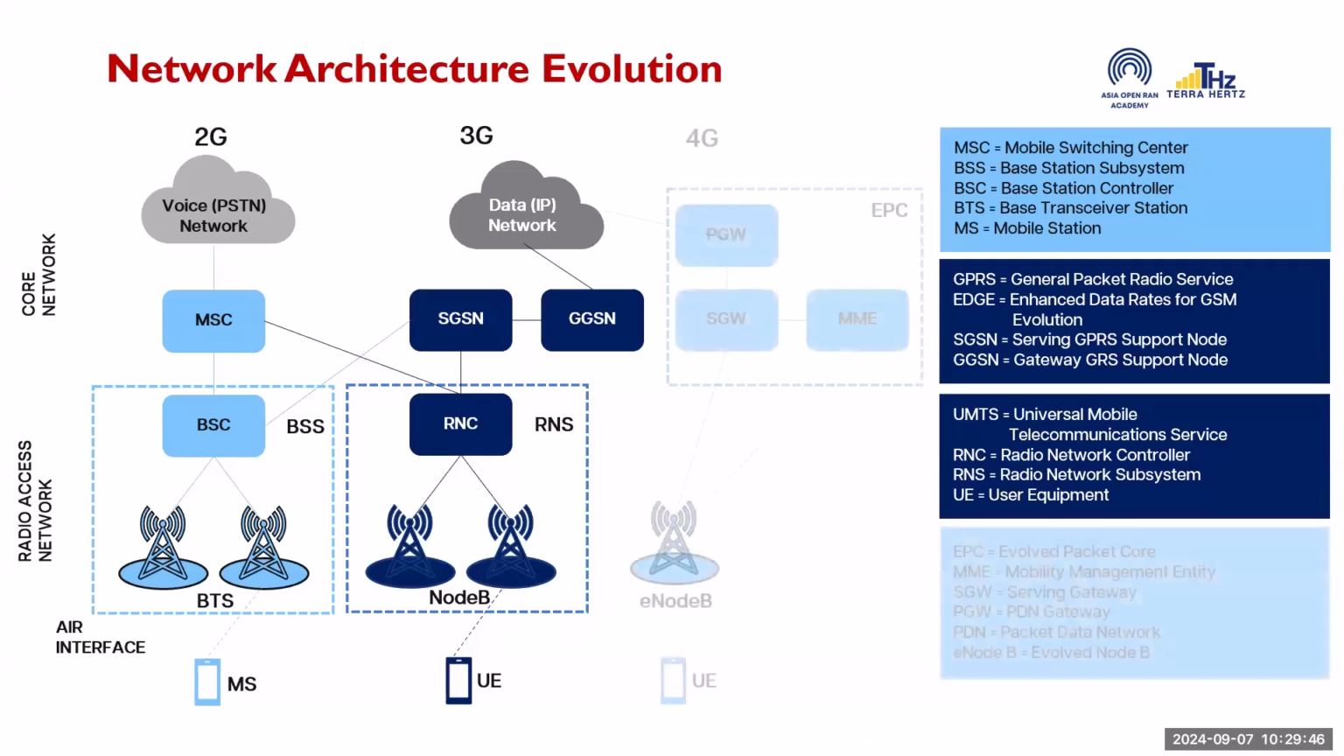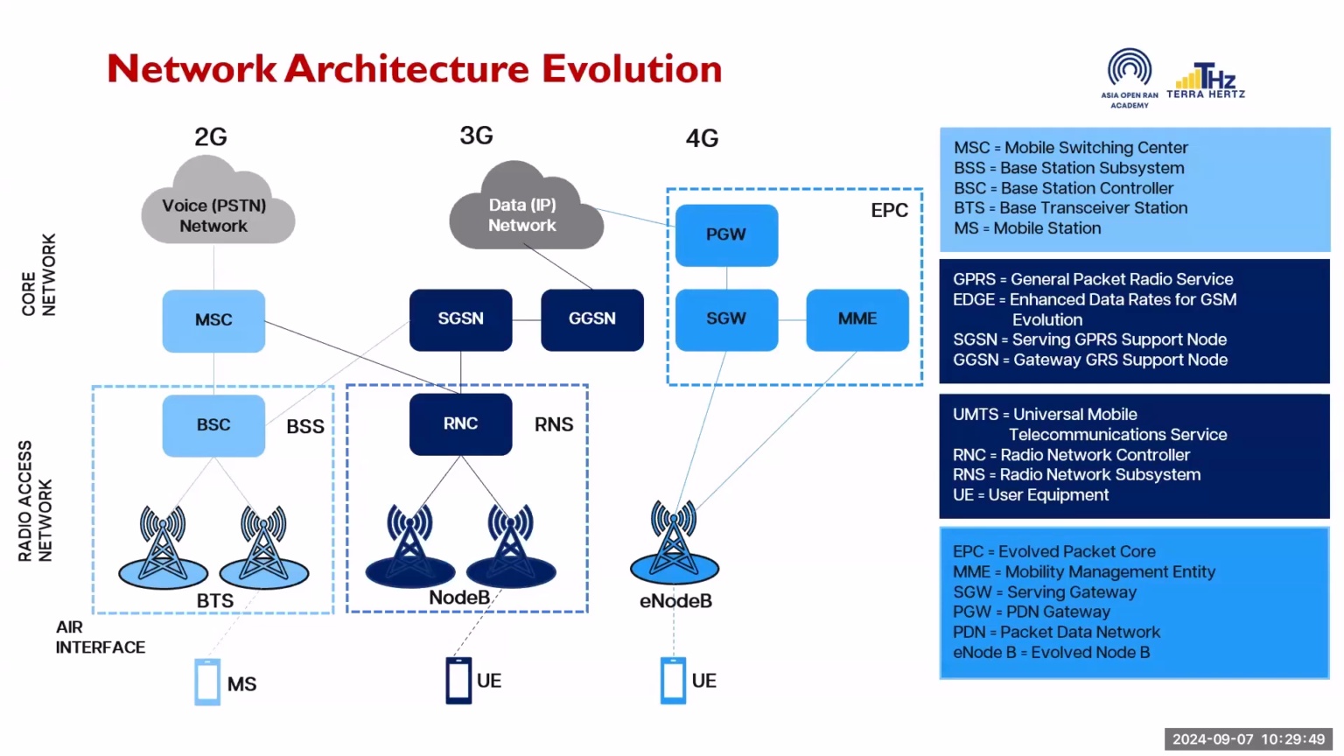Now, LTE came and we introduced a new core. In the new core, we have what is called the EPC, the Evolved Packet Core. Inside the EPC, actually there are many nodes, but we will just mention two, the control plane and the user plane. The control plane, the one controlling all the mechanisms of going to the core network, we call the Mobility Management Entity or the MME. This is where we started separating the control plane and the user plane.